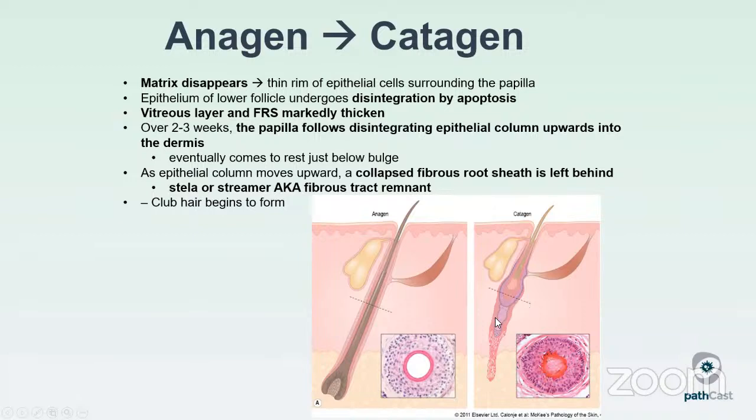So here I like this schematic representation of the process going from an anagen hair to a catagen hair. We see this funny change where stuff is involuting and shrinking and condensing around that follicle as it's shrinking and making its way further up into the dermis. As the epithelial column moves upwards, a collapsed fibrous root sheath is left behind. This is the so-called stela or streamer, also known as a fibrous tract remnant. So we'll talk about that in a moment. And the club hair begins to form. So the catagen hair is starting, as it's degenerating, the bulb is starting to make that club hair bulb.